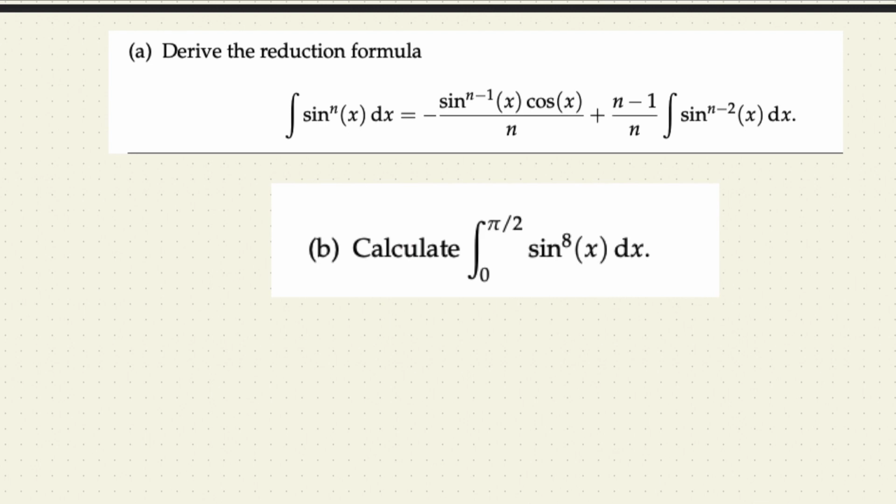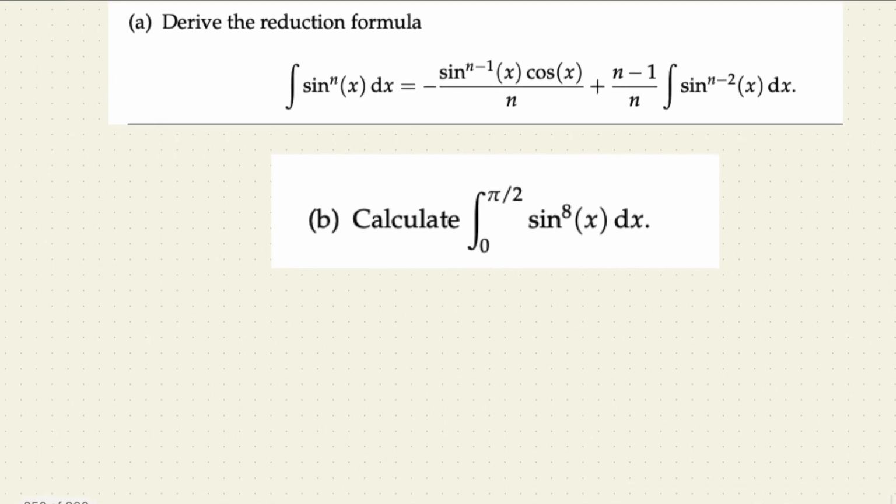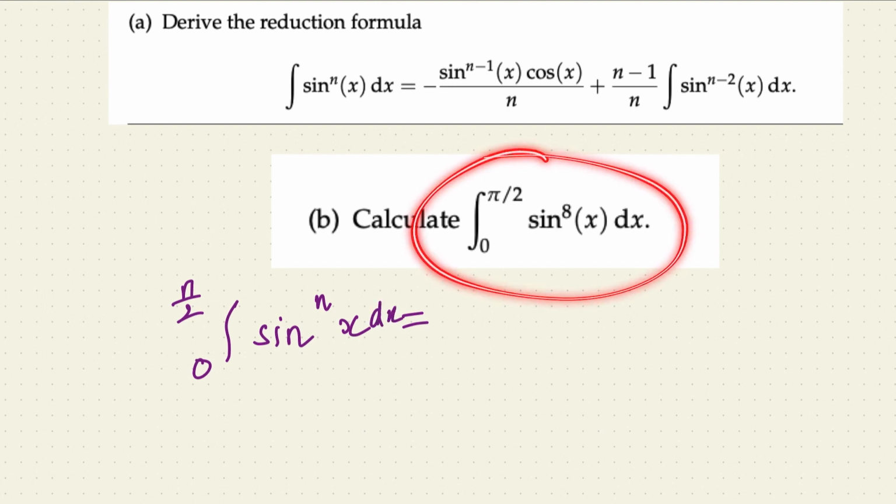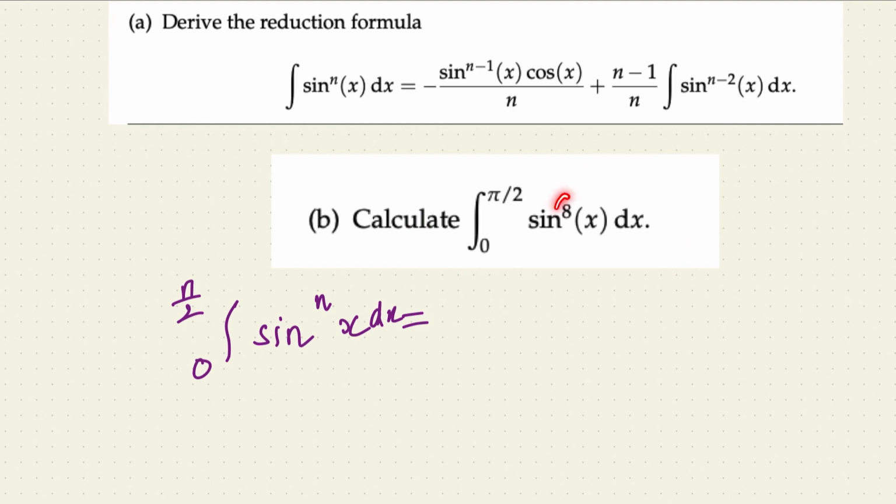This question is basically calculating the integral from 0 to pi by 2. If we have to generalize this question, it is basically calculating the integral from 0 to pi by 2 of sine to the power n x. This is the basic generalization of this problem. If we substitute n equals 8 in this case, we'll get this integral.